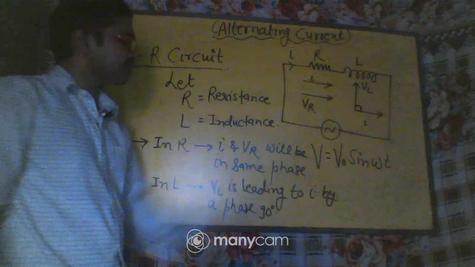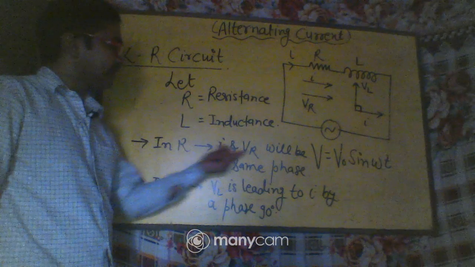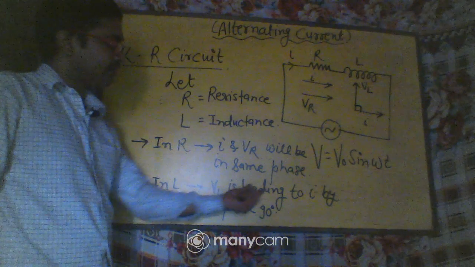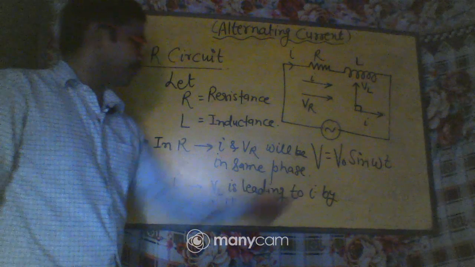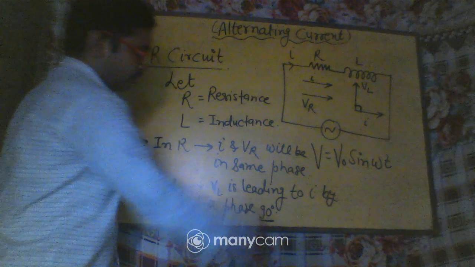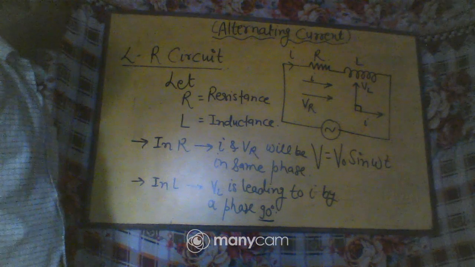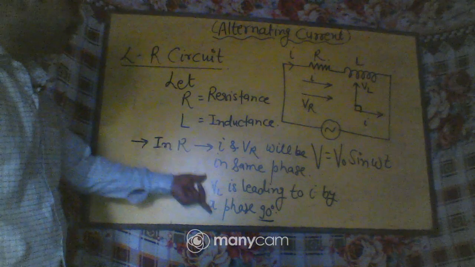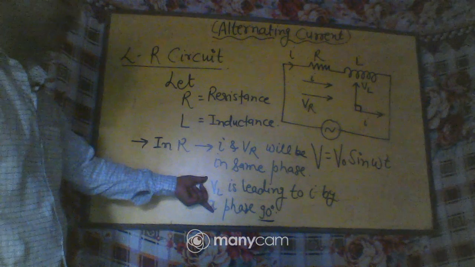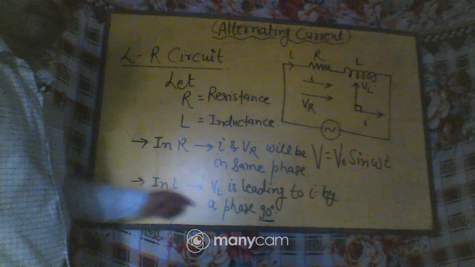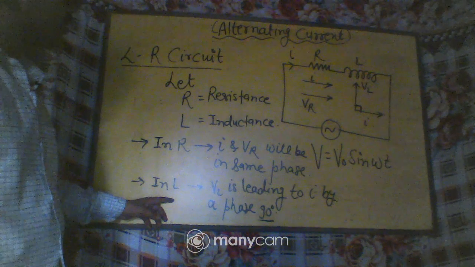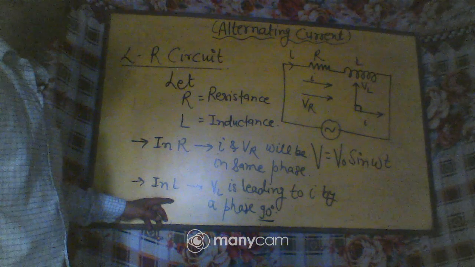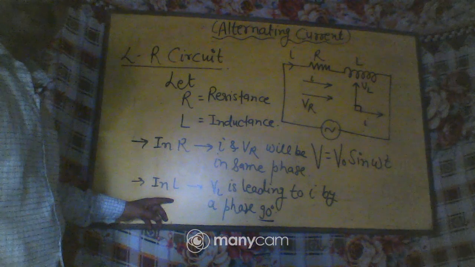In R, I and VR are in the same phase, which means the phase difference between I and VR is 0. And in the inductor, VL is leading I by a phase of 90 degrees. I hope you understand these things, because we have already derived these relations in different classes. Why this is 0 and why this is 90 has already been discussed. So you should note these down. Take 2 minutes and note it down.